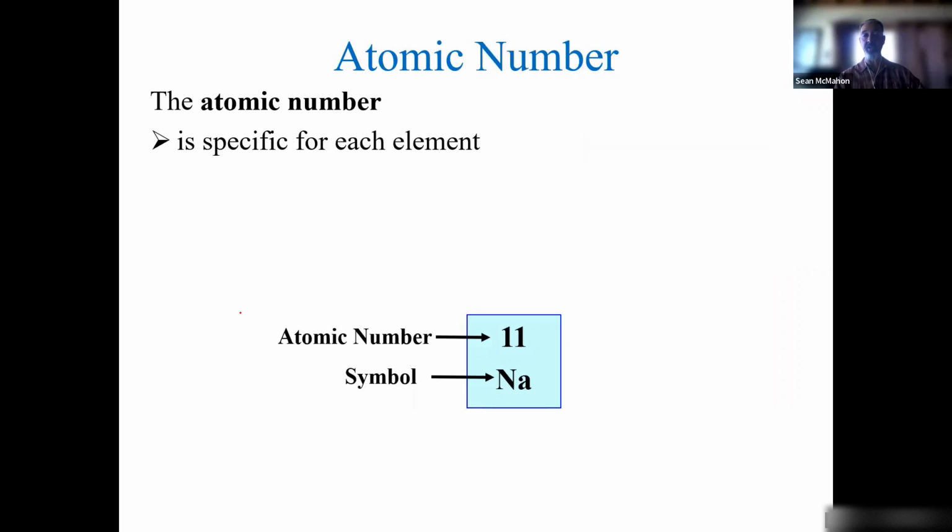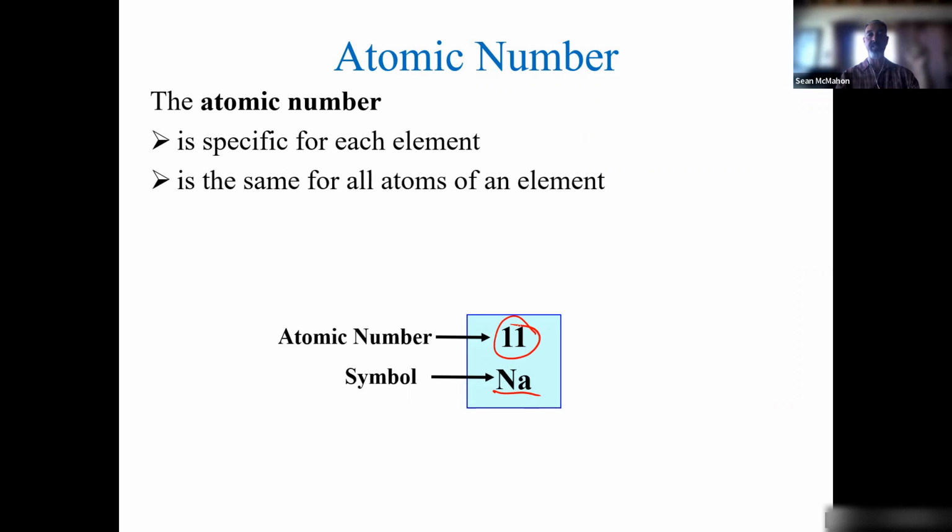So when you're looking on the periodic table, you're going to notice not just the 2-letter symbol, but you're going to notice that number, right? Just like when we were looking at the periodic table. That number is the atomic number. That's what makes that element what it is. And that atomic number is going to be the same for all the atoms.